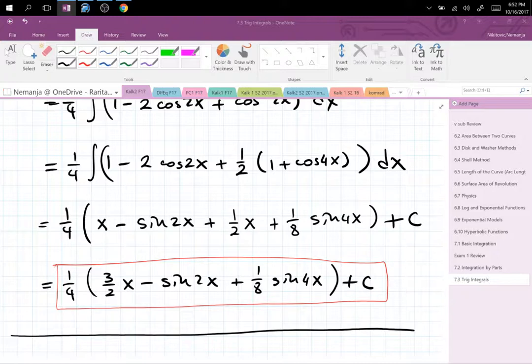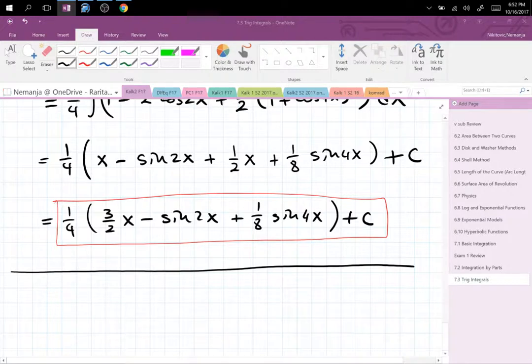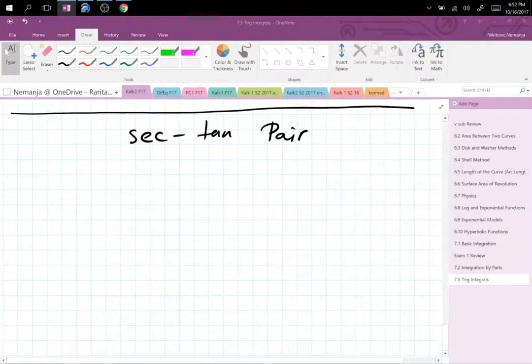And now we get to secant tangent. So secant tangent pair and cosecant cotangent pair are going to have the same rules. Now these can be very tricky.